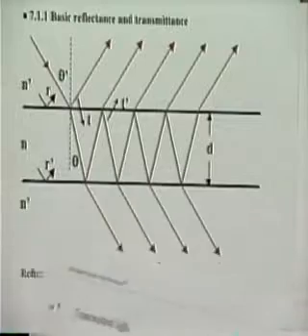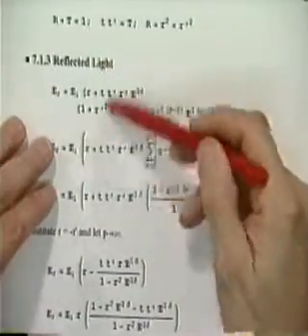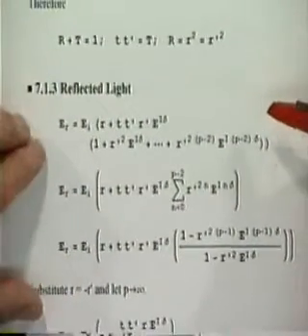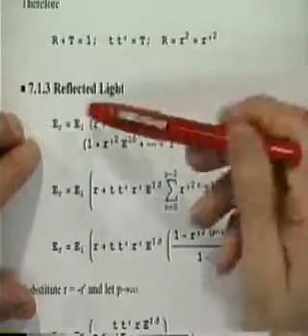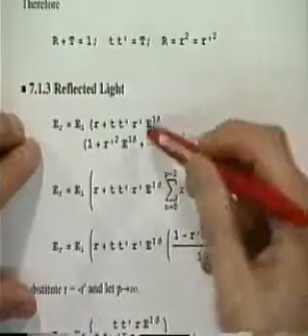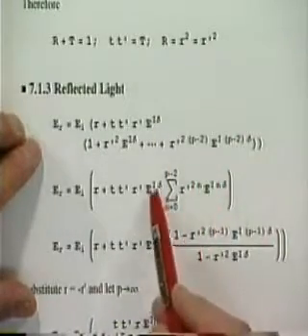So now what we need to do is to sum these up, and I think that's about where we were right at the end of the class. We'd gone through the Stokes relations, and we were now about ready to sum these up. So if we could zoom in on this portion right here, and I gave this a number 7.1.3 for the reflected light. And just repeating here the equation we had before for the reflected electric field, and noting that what we really have here is a geometrical series.